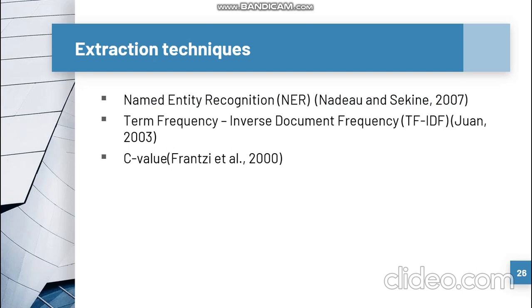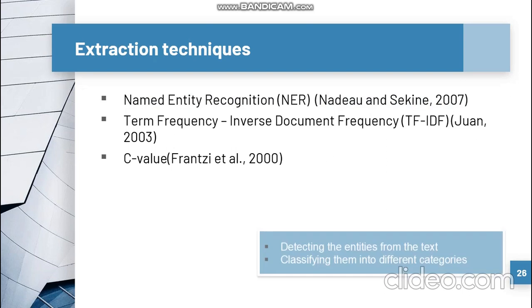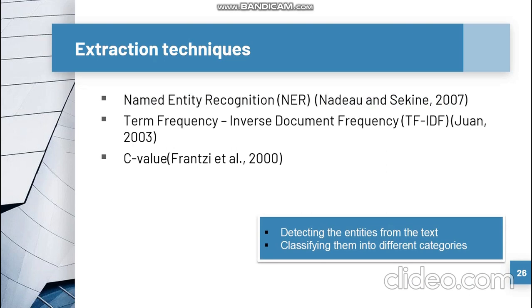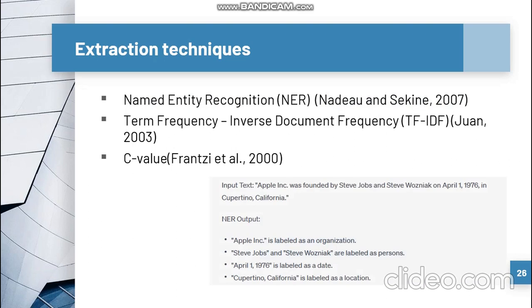Different extraction techniques include named entity recognition, which detects the entities from the text and then classifies these entities into different categories. The example of named entity recognition: the input text is given in the form of a sentence, and the output tells us which word belongs to which category, like April 1, 1976 belongs to the category of date, and Cupertino, California belongs to the category of location.